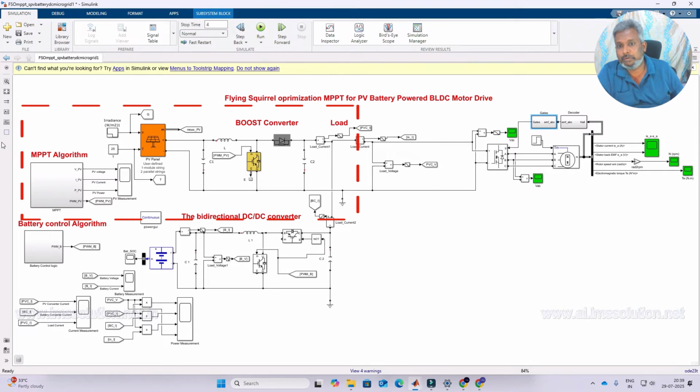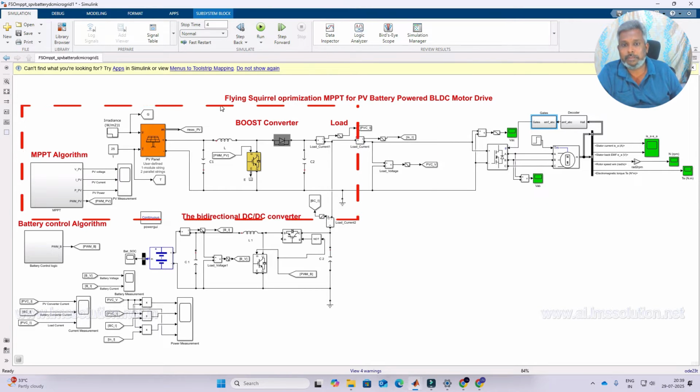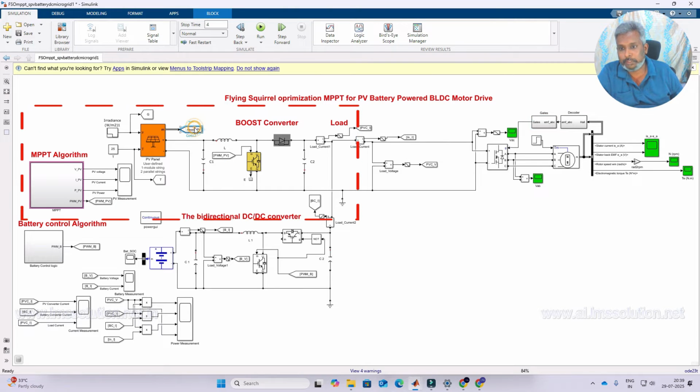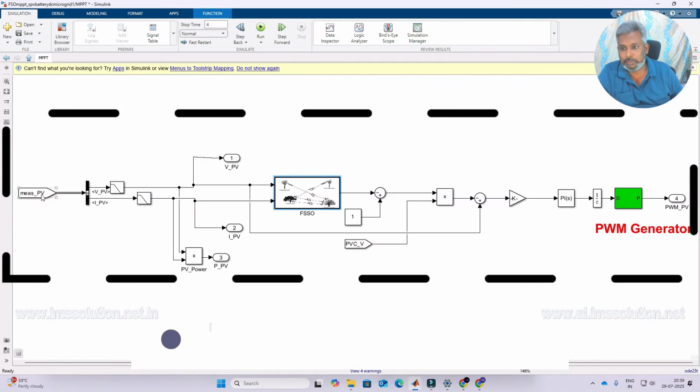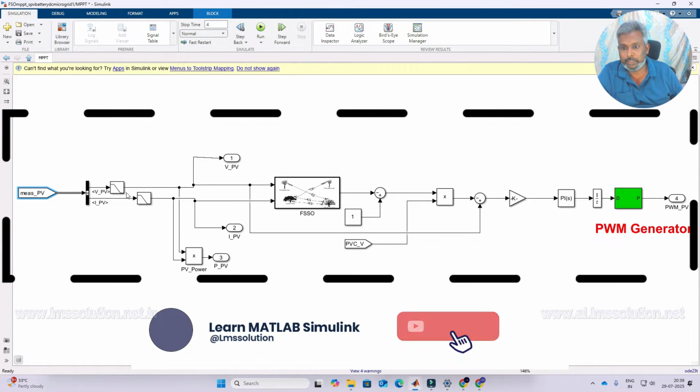Next we move on to the concept of flying squirrel optimization for the boost converter. Here we are measuring the PV quantities like voltage and current. So here we are measuring the voltage and current.